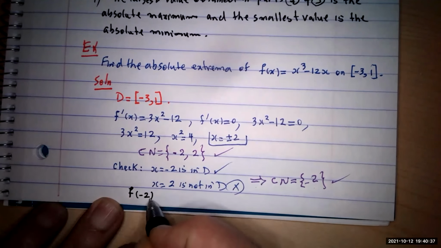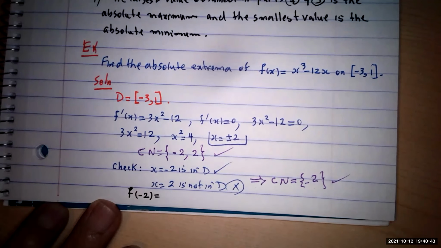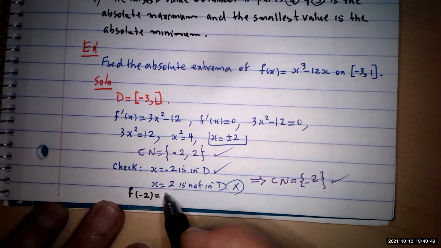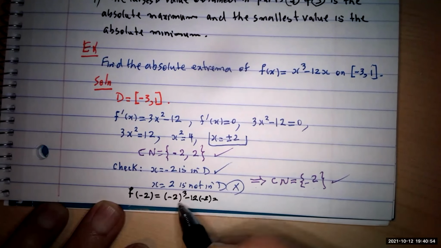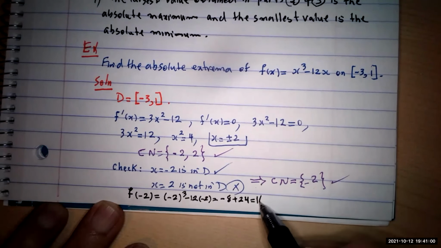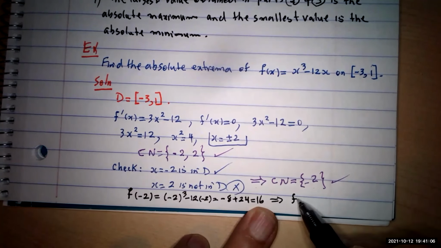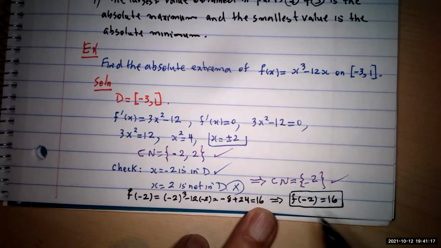Sometimes you may have to reject both of them. It doesn't matter, because you always have the endpoints, because it's a closed interval. Go to the function and carefully substitute negative 2: negative 2 cubed minus 12 times negative 2. Negative 2 cubed is negative 8, and this is a positive 24. So the result is 16. You highlight it because this is your first number. f of negative 2 is equal to 16.